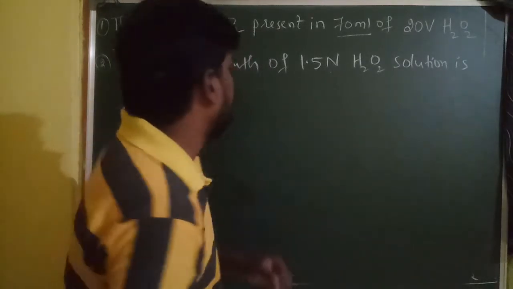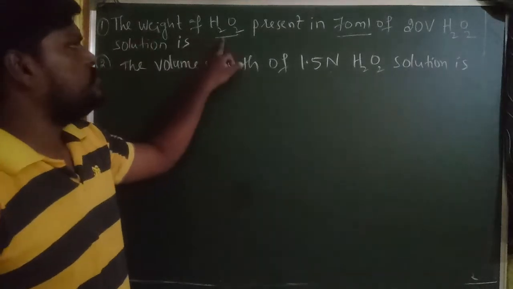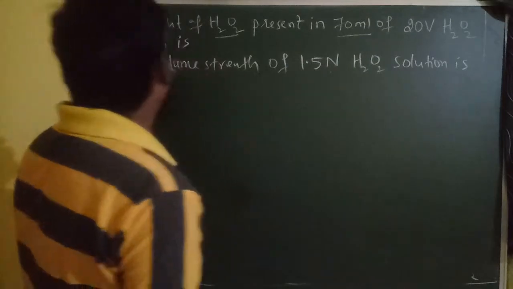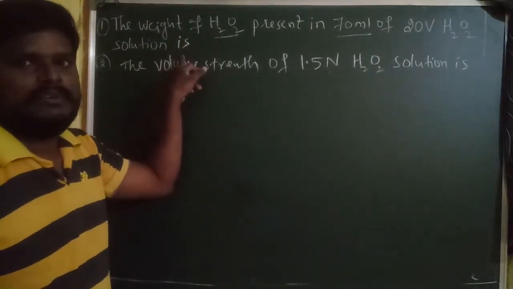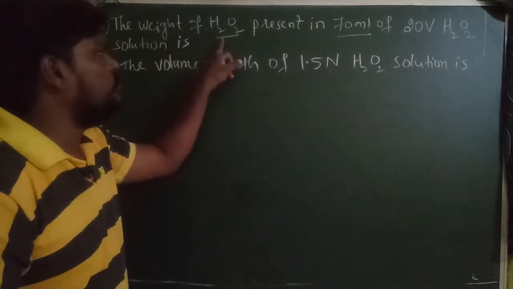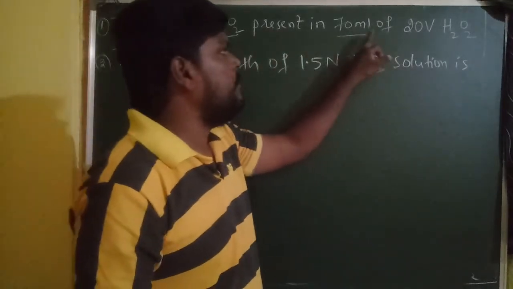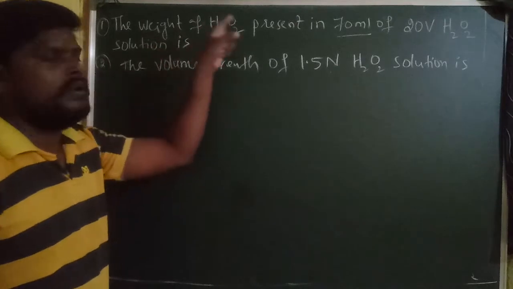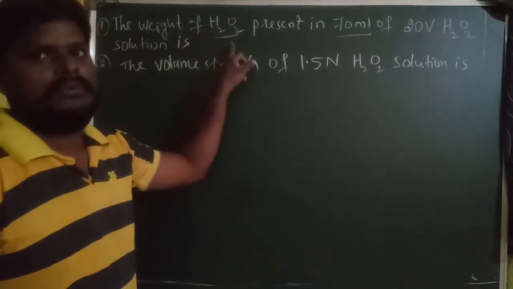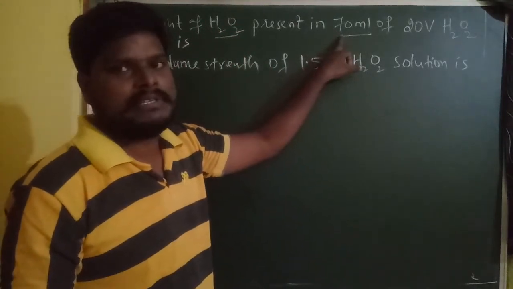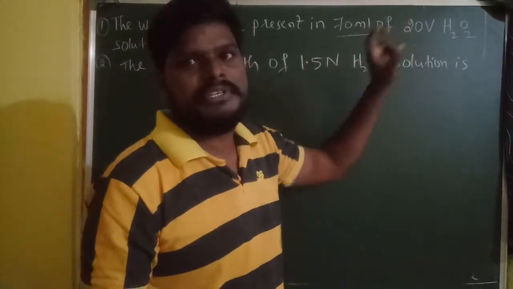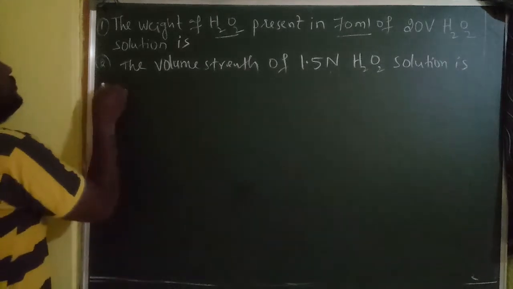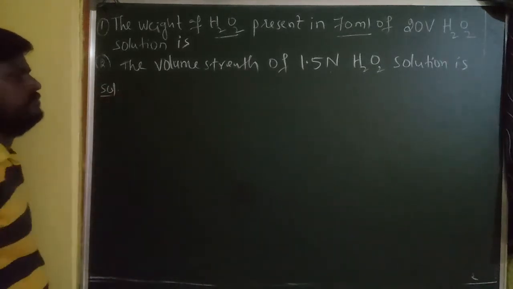The first one is: the weight of H2O2 present in 70 ml of 20V H2O2 solution is? Once again, the weight of H2O2 present in 70 ml of 20V H2O2 solution is? So according to the problem, we need to find the weight of H2O2, but we have volume 70 ml and volume strength 20. Yes or no? So based on this condition, how to solve this problem?